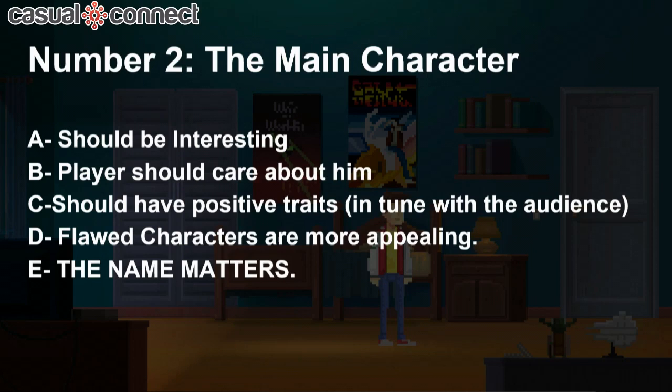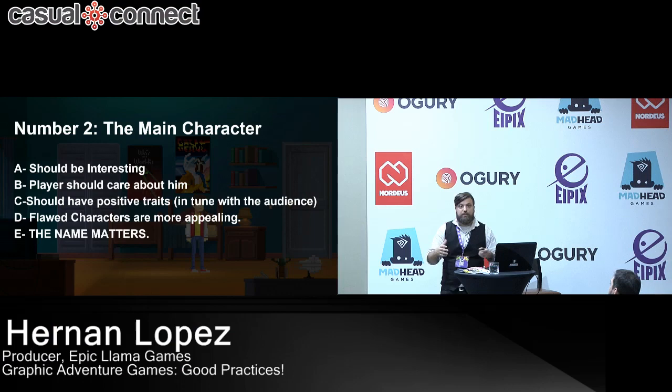So, the main characters. When you're writing a main character, it should be interesting. The player should care about it. That's why we don't want a nagging guy that is all the time saying no, no, no, no, because the player should care about that guy. It should have positive traits. Positive traits doesn't mean they have to be a good person, but at least they have to be smart. It can be ugly. It should be flawed, because flawed characters are much better than perfect characters.